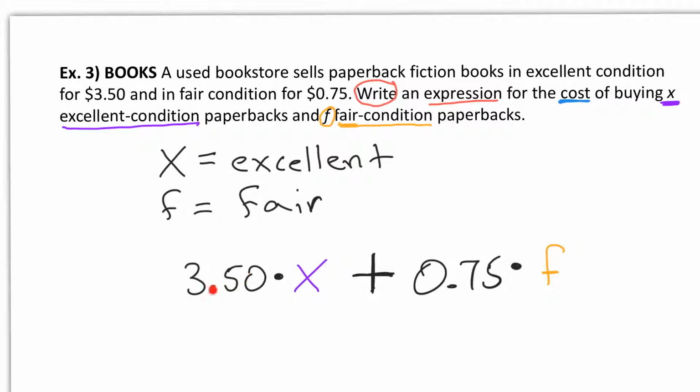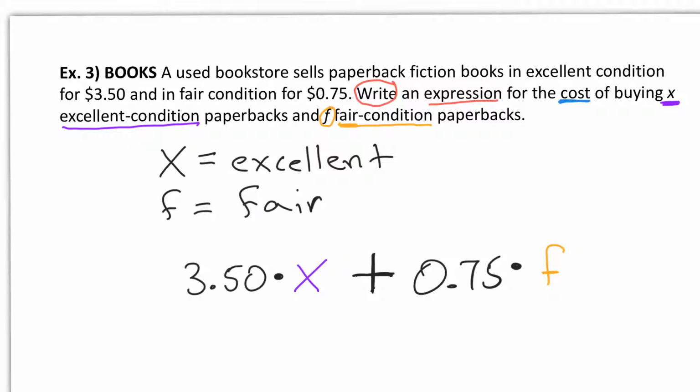So let's make sense of the actual expression here. You have the price of excellent condition times X, which is how many books you're going to buy. So maybe 1 excellent book, or maybe 2 in excellent condition. And then you have the price of fair condition, and F represents the number of books you buy in fair condition. So you can buy 1 in fair condition, 20 in fair condition. They're pretty cheap, 75 cents. So you might want to buy 20 and so forth. All of this right here is the total cost, how much you are going to pay when you go to the register, when you are ready to check out in the bookstore.